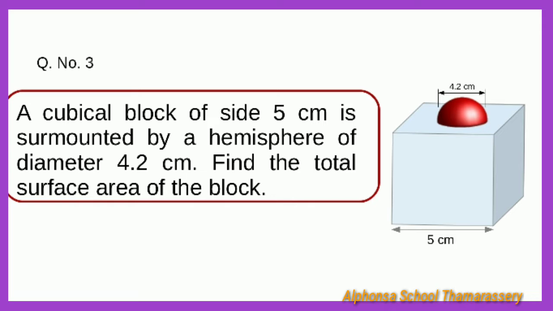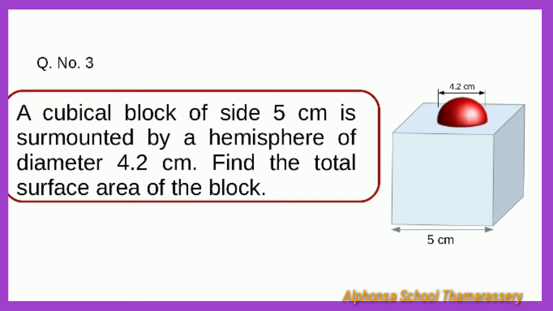Question number 3. A cubical block of side 5 cm is surmounted by a hemisphere of diameter 4.2 cm. Find the total surface area of the block. Here, this decorative block is made of two solids, a cube and a hemisphere. The base of the block is a cube with edge 5 cm and the hemisphere fixed on the top has a diameter of 4.2 cm. We want to find the total surface area of the block.